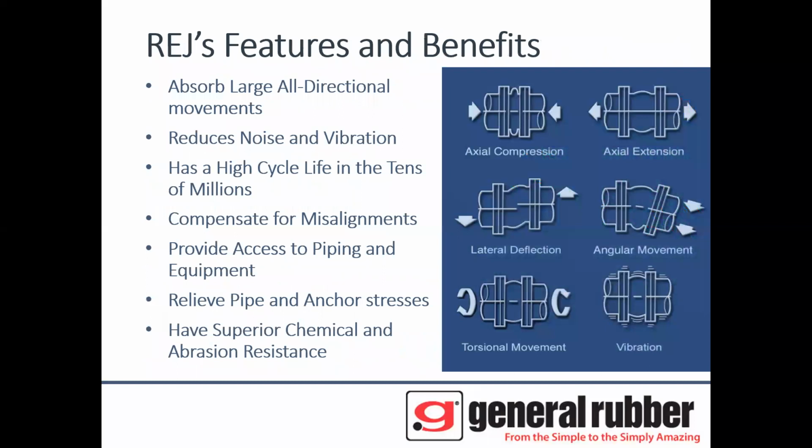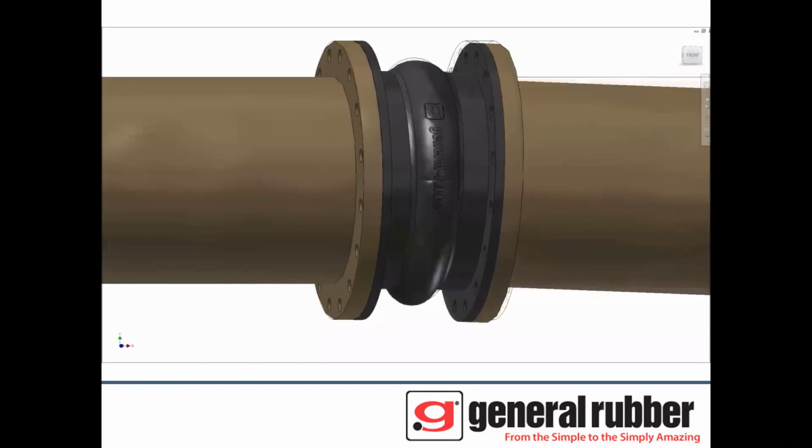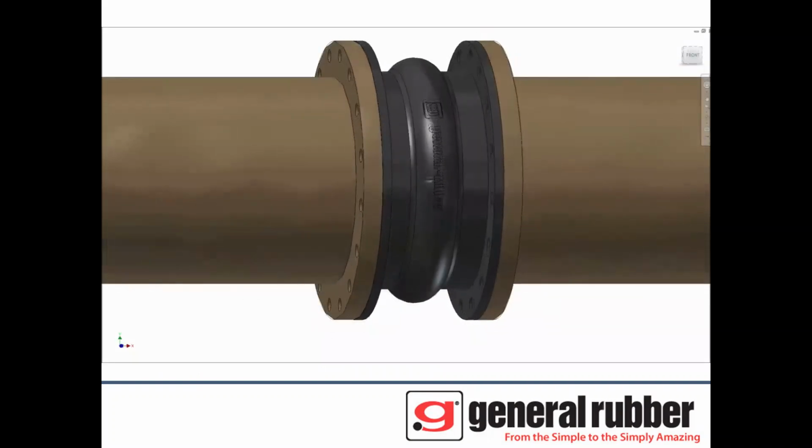So we have just shown that the primary features and benefits of rubber expansion joints include absorbing all directional movement, reducing noise and vibration, compensating for misalignment, relieving pipe and anchor stresses, but it is also good to recognize that they have a cycle life in the tens of millions, provide access to piping equipment, and have superior chemical and abrasion resistance. As an illustration, we can see that the product truly has all directional movement in a compact body.